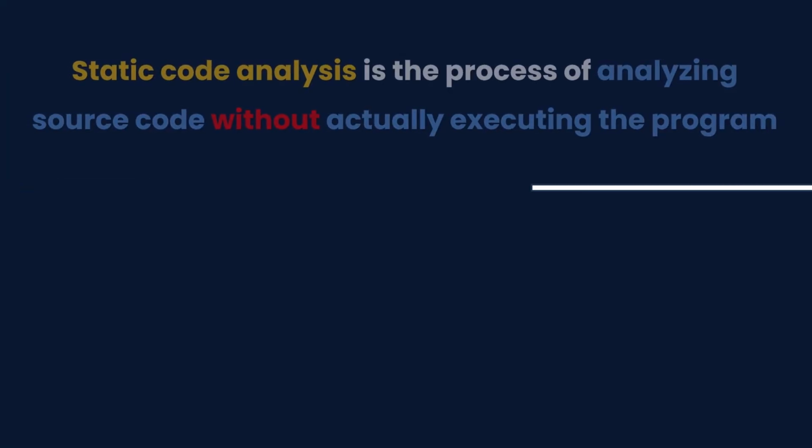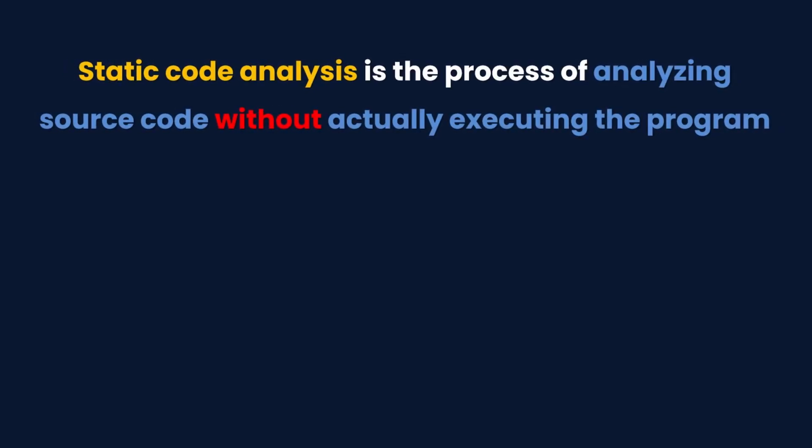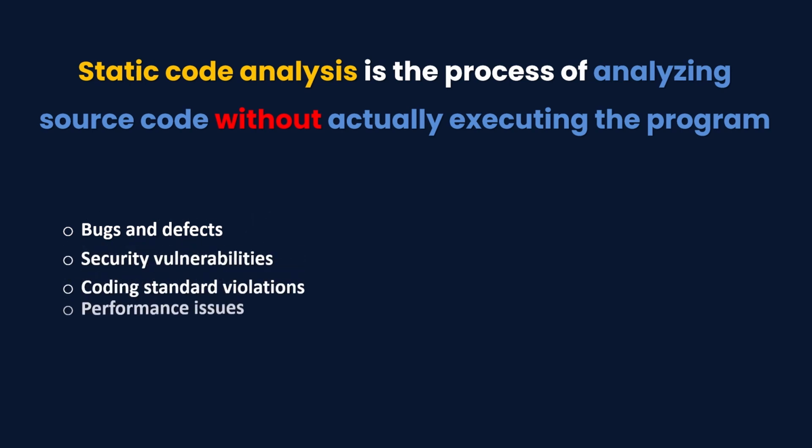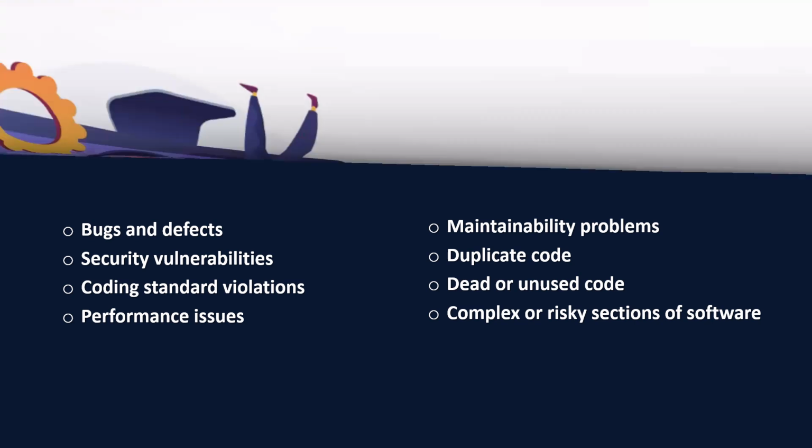Static code analysis is the process of analyzing the source code without actually executing the program. Unlike dynamic analysis, where the software is executed and monitored during runtime, static analysis examines the structure, the syntax, the logic, and patterns within the code itself. The primary purpose is to identify bugs and defects, security vulnerabilities, coding standard violations, performance issues, maintainability problems, duplicate code, dead or unused code, and complex or risky sections of software.